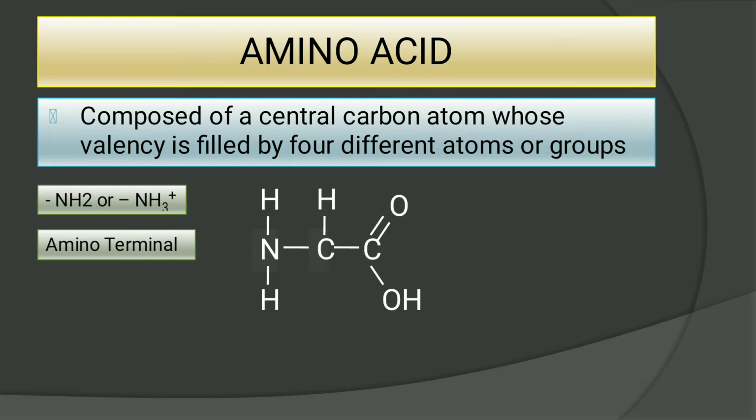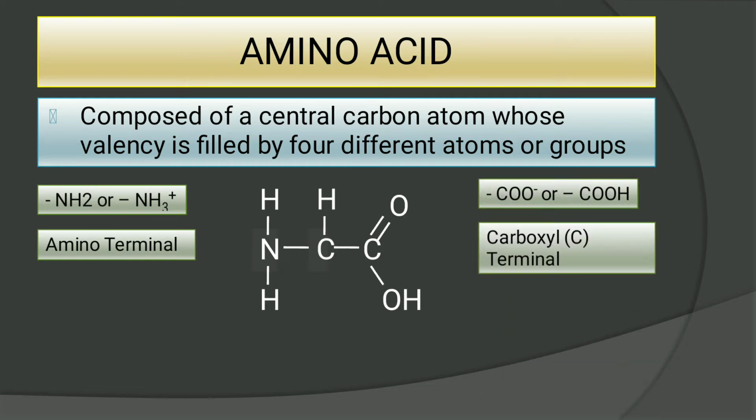Next one is the carboxyl group. This carboxylic acid group will exist as COO minus or COOH according to the pH in which the amino acid exists. In acidic pH, it will exist in the form of COOH, and in alkaline pH, in the form of COO minus. Due to the presence of the carboxyl group, this end of the amino acid is known as the carboxyl terminal, or C terminal, or carboxy terminal.